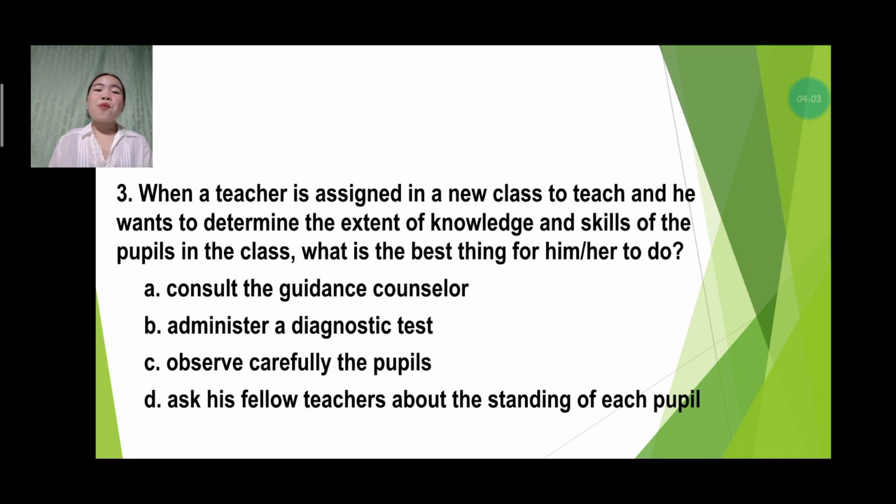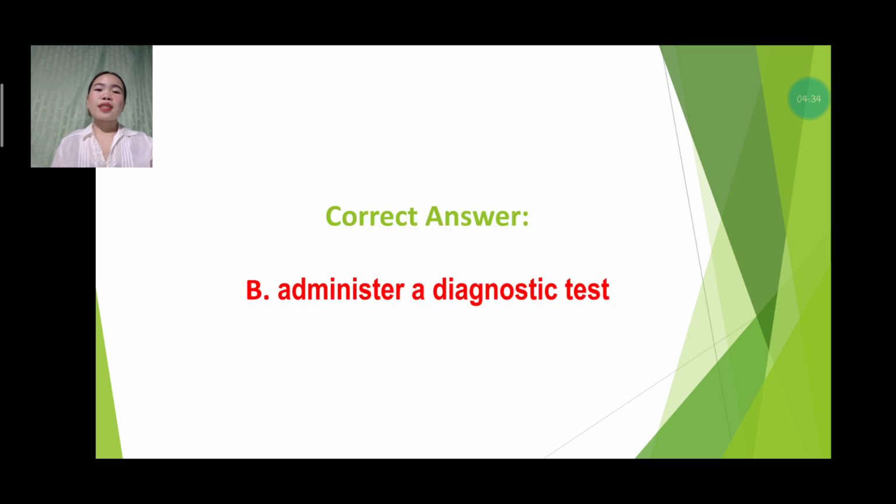Next, number 3. When a teacher is assigned to a new class to teach and he wants to determine the extent of knowledge and skills of the pupils in the class, what is the best thing for him or her to do? The options are letter A, consult the guidance counselor, letter B, administer a diagnostic test, letter C, observe carefully the pupils, and letter D, ask his fellow teachers about the standing of each pupil. The answer for this question is letter B, administer a diagnostic test.